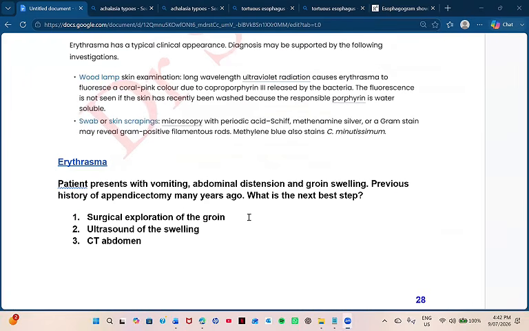So, a patient presents with vomiting, abdominal distension, and groin swelling. Previous history of appendectomy many years ago. What is the next best step? What do you think in this scenario? Is it CT or surgical exploration? Anyway, ultrasound is out. So what do you think from these two, doctors?